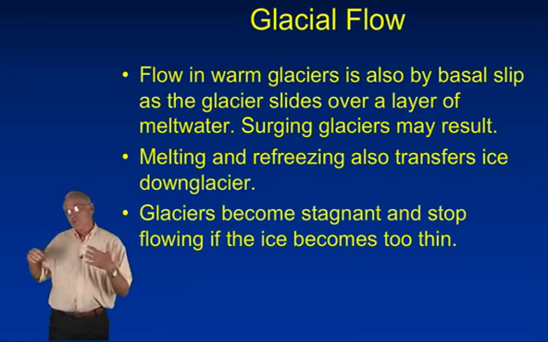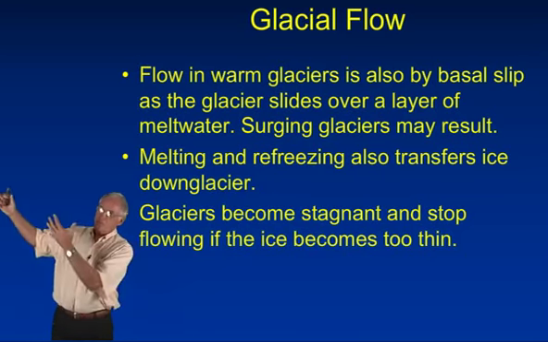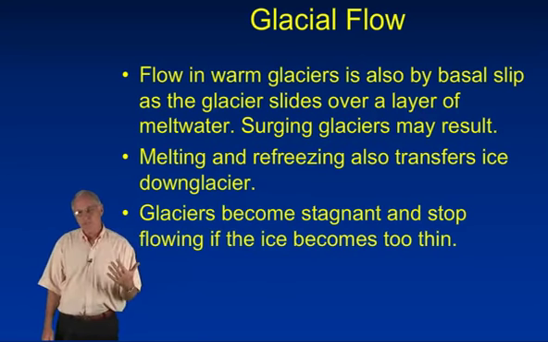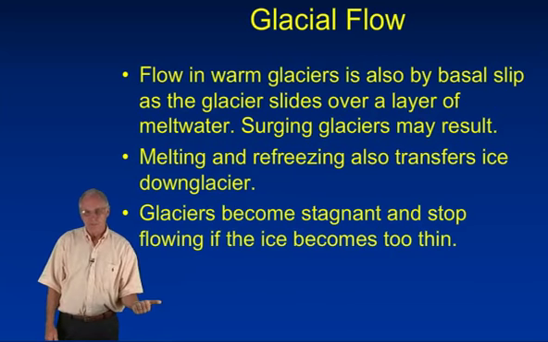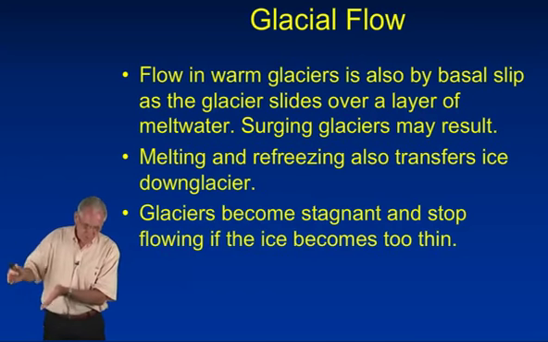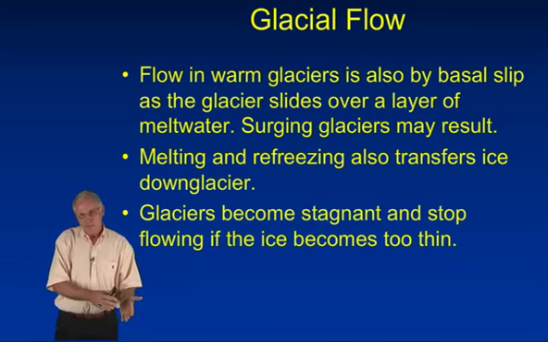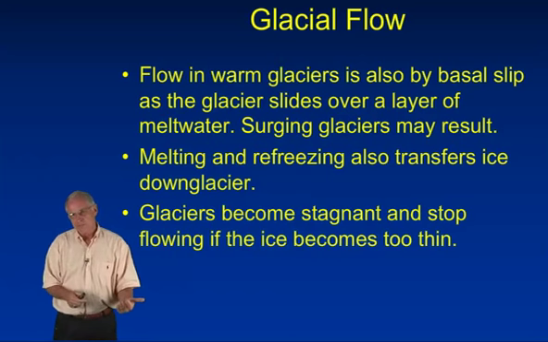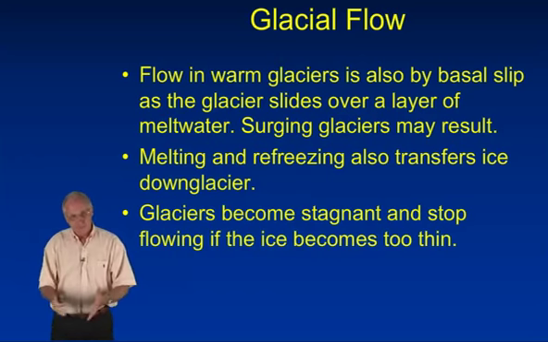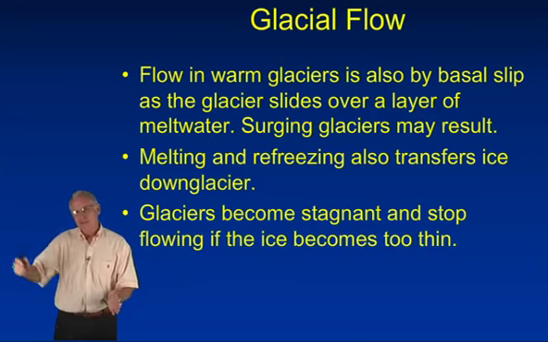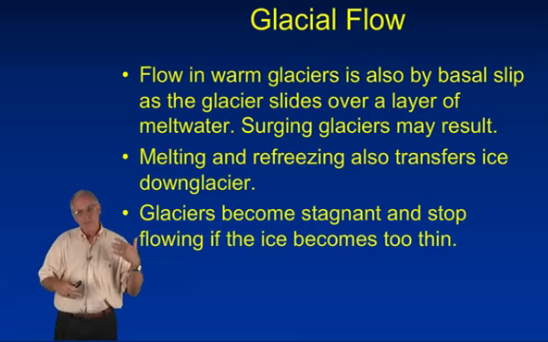Another way that flow is accomplished, again very slow, is where up-ice melting and then down-ice refreezing allows ice to be transferred from the upper part of the glacier to the lower part. Glaciers always flow from the zone of accumulation to the zone of ablation. The snout of the glacier may retreat if the arriving ice isn't keeping up with the ablation at the snout. If there is a lot of ice flowing down, the snout will advance. So the snout can go back or forth depending upon how much ice is arriving and how much is melting.